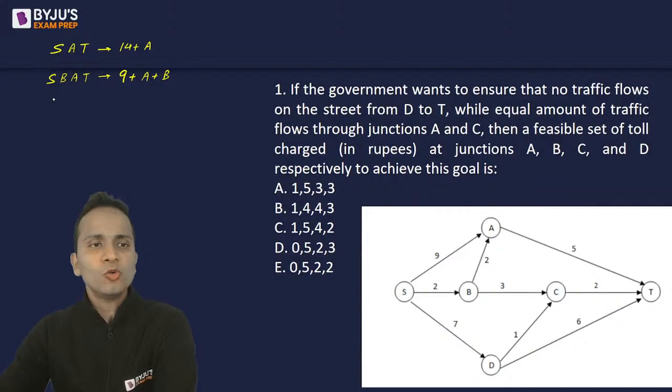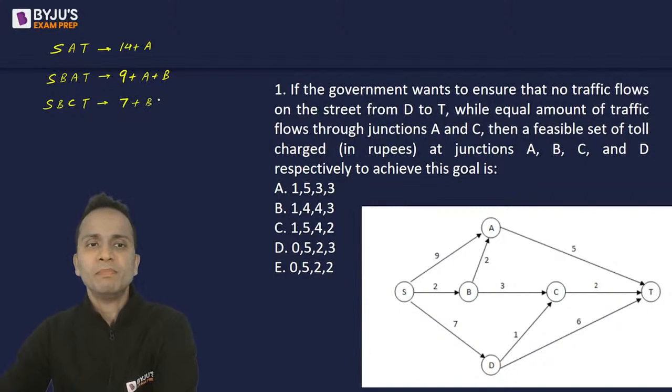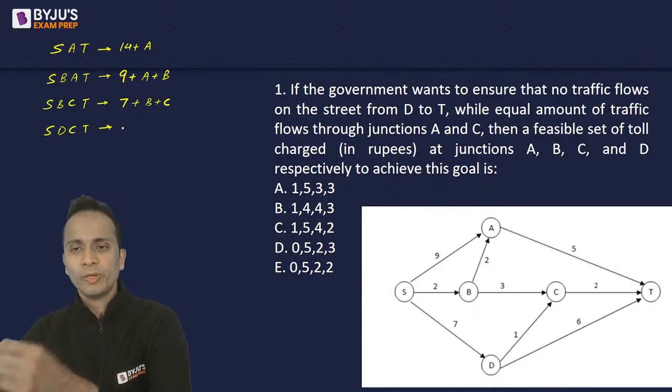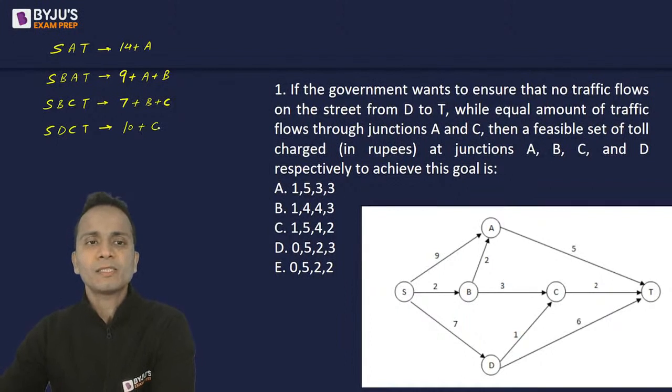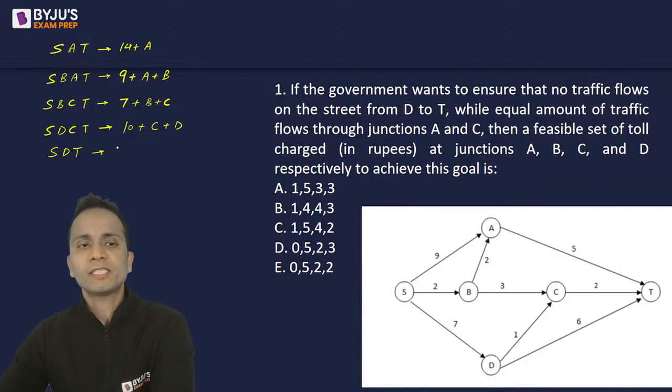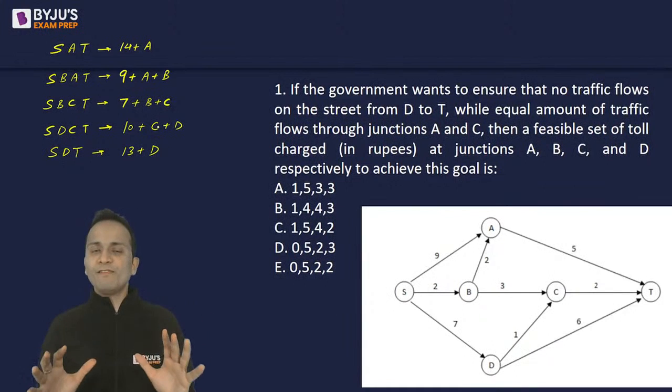Okay. Now the third route can be S, B, C, T. So the cost will be 2 plus 3 plus 2, that is 7, plus B plus C. Okay. Now the fourth route can be S, D, C, T. I'm writing all possible routes. So here the cost will be 7 plus 1, 8, and 2, 10. 10 plus C plus D. And finally, the fifth route will be S, D, T. Now here the total cost will be 7 plus 6, 13. 13 plus the toll charged at junction D.